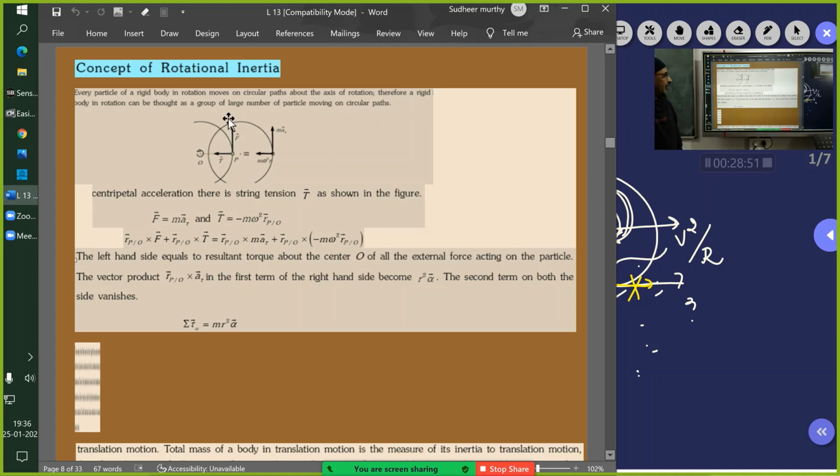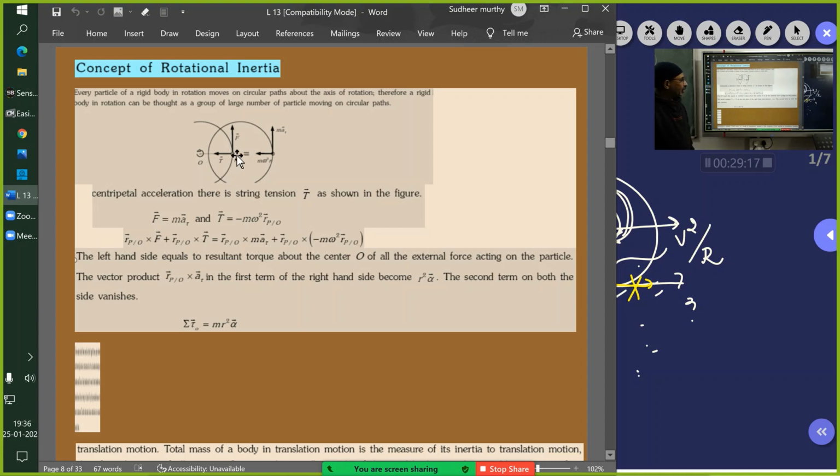And now you can see there's a rigid body here, and it's moving. The idea is that there is an experiment being conducted here. A particle is tied to a stone and it is rotated. In the first instance, you take a particle tied to a stone and rotate it. So there is a tension in the string, T bar.